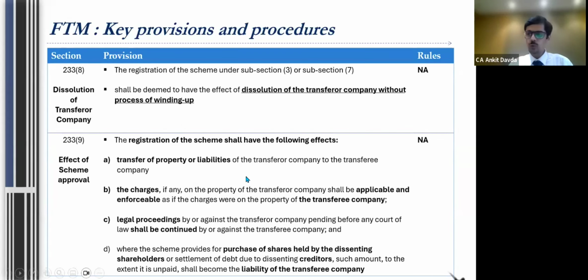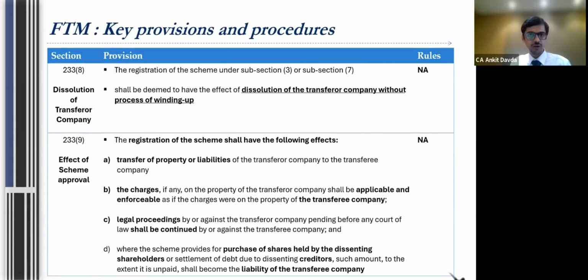Now onwards, there are a few provisions which we will take up quickly, because we have 45 minutes more, so better we cover other things as well. So 233(8) we already discussed: dissolution of the transferor company without the process of winding up.